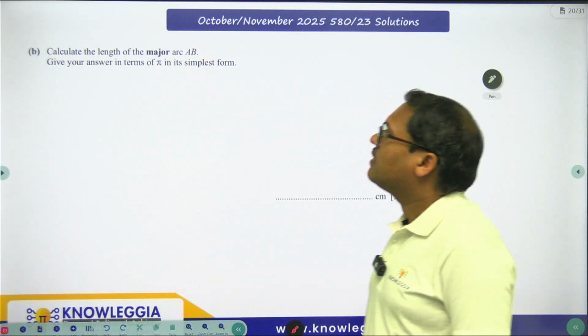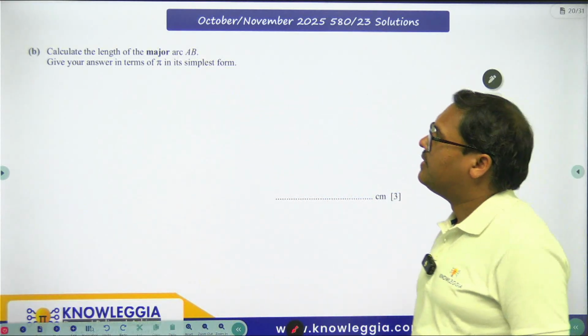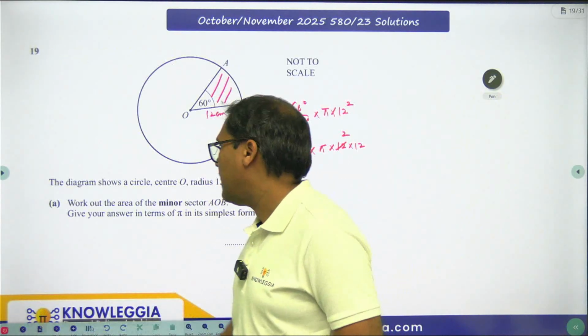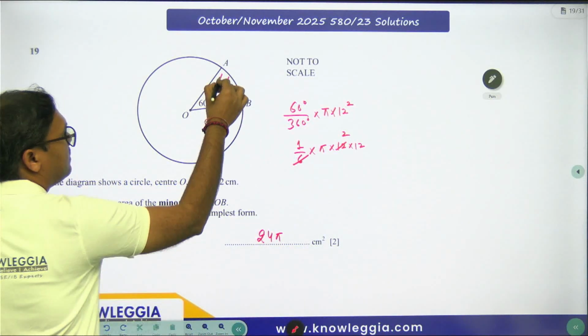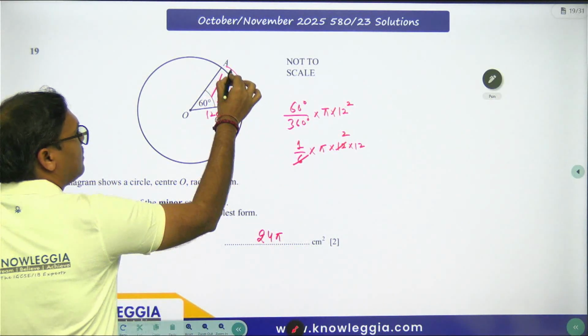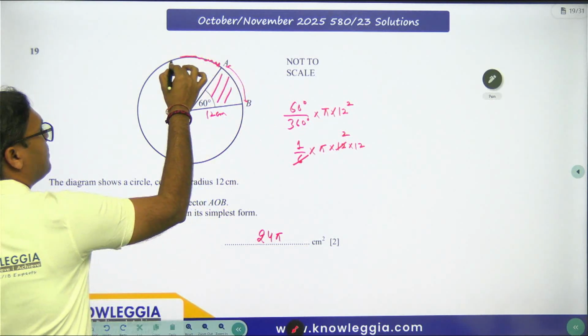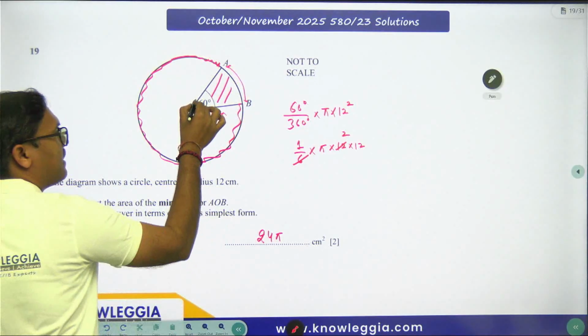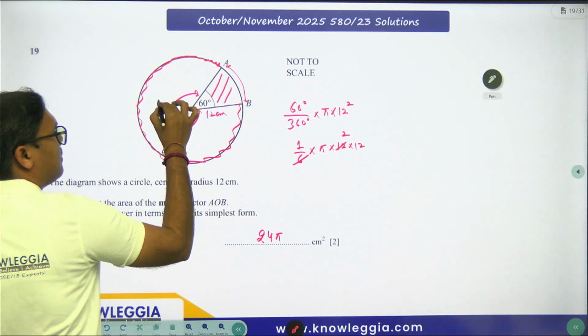Next part. Calculate the length of major arc AB and give your answer in terms of pi. So length of major arc. So here you see this is the minor arc and this is the major arc. That means you have to calculate the length of this major arc. Now what is this angle? This angle is 300 degree.